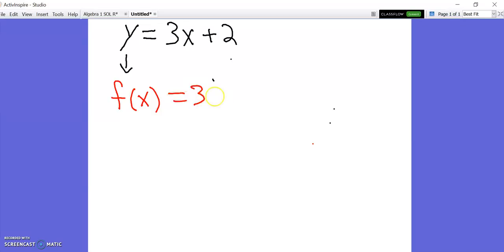So it looks like this. And what this means is they're calling this whole function f. They're naming it f, and whatever's in parentheses is the input to the function. So right now the input is x. When I input x, it does 3 times x and adds 2. That's what the machine does.